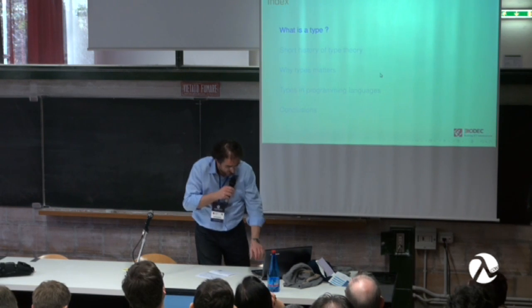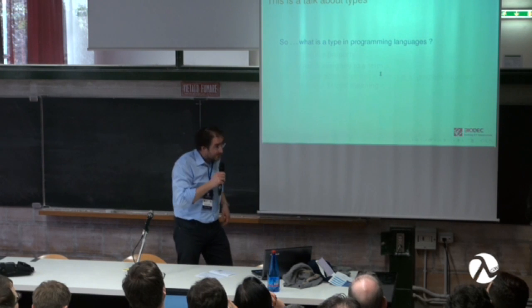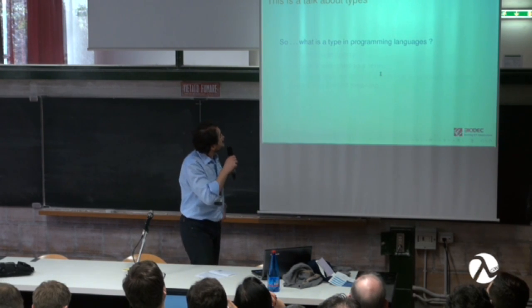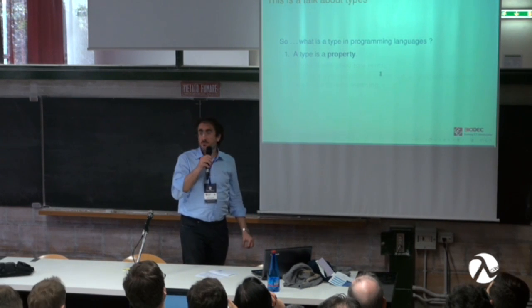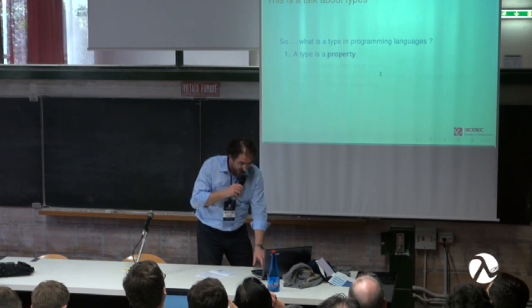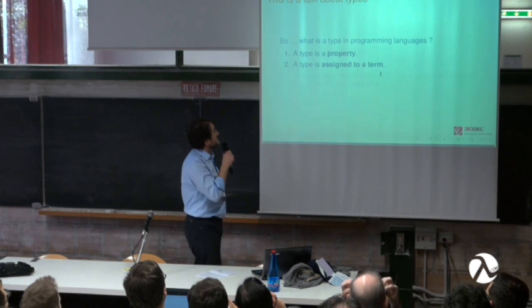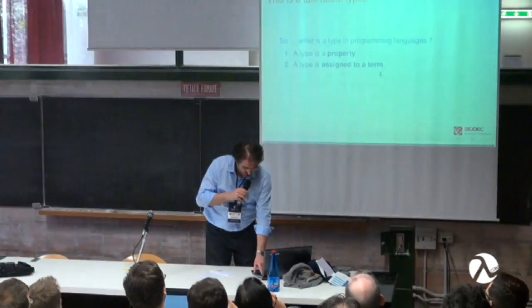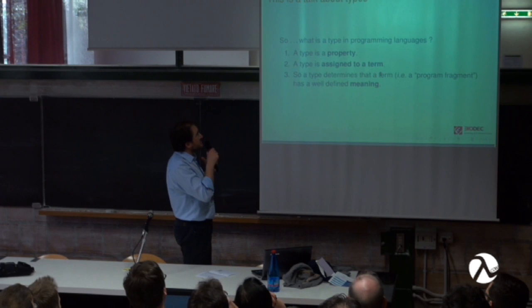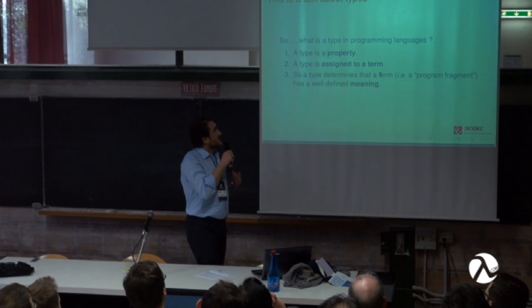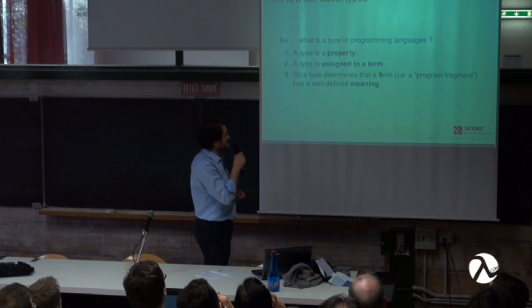So, first of all, it's a talk on type theory, so what is a type? A type is a property, nothing more, nothing less. A type is something that is assigned to a term. So, a type is something that we use to tell something else about a program fragment.